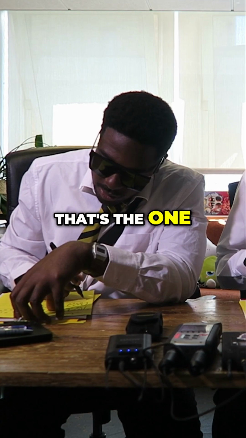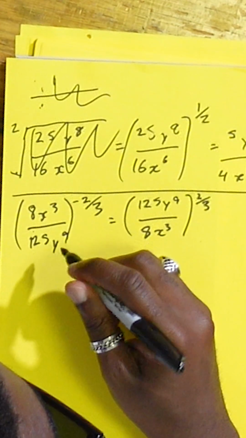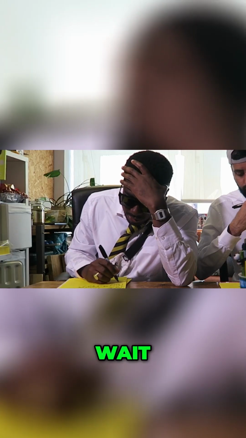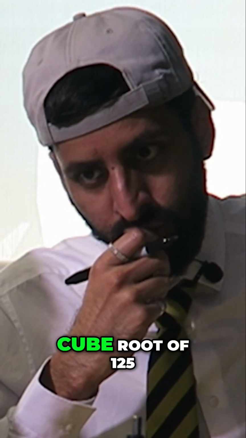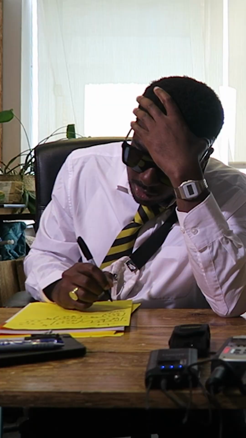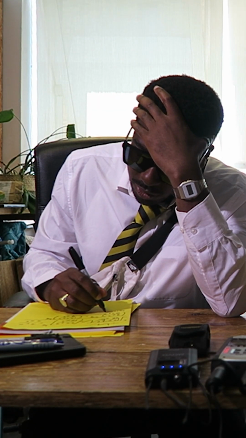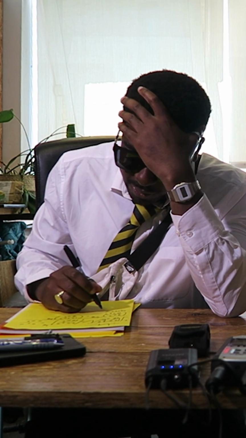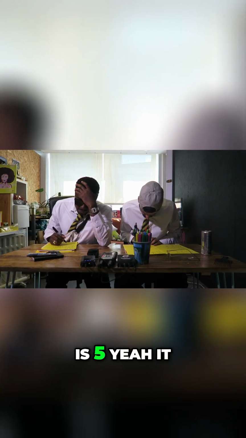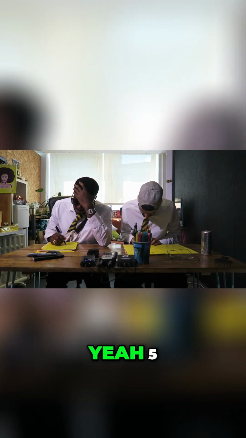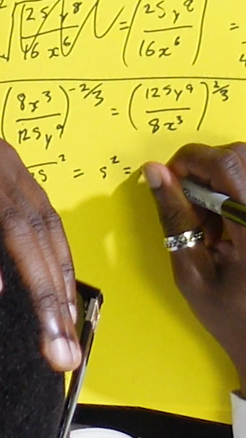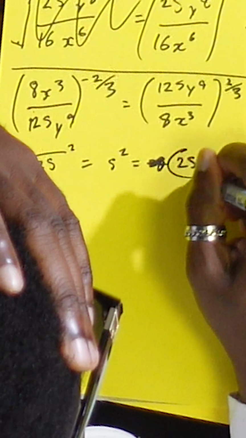So 125 to the 2 over 3. I know how to do it. Wait, cube root. Cube root of 125. So you get 125 cube root times by 2 to the power of 2. That's a whole one thing. So first, let me do that. Cube root is 5. Yeah, it must be. 5 squared is 25, right? I'm going to put that there for one second. We'll come back to you.